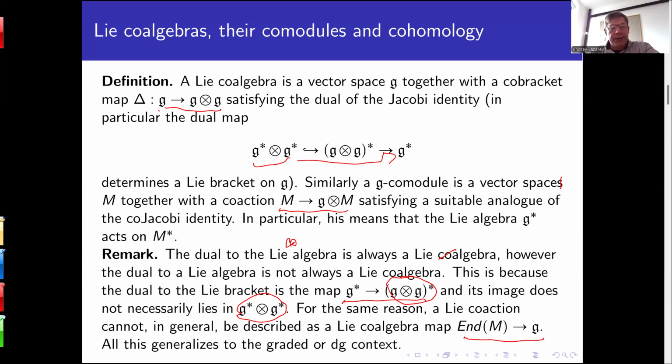So you can see that in the infinite dimensional case, the situation is a little bit more delicate. In the finite dimensional case, it's precisely dual. And again, all this generalizes to the graded context or even differential graded.